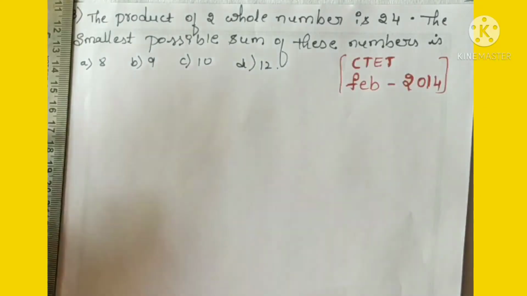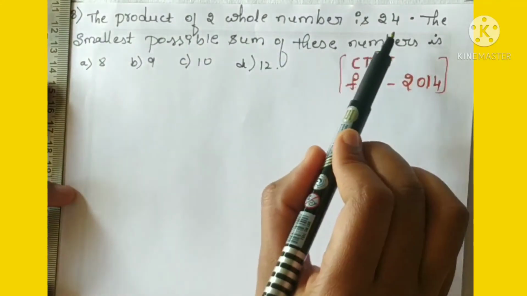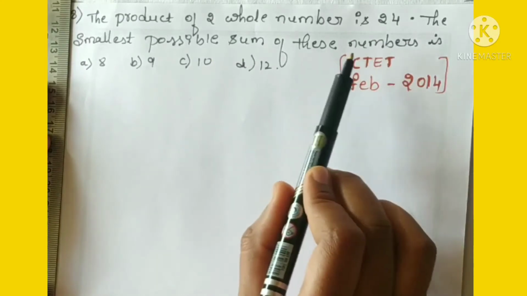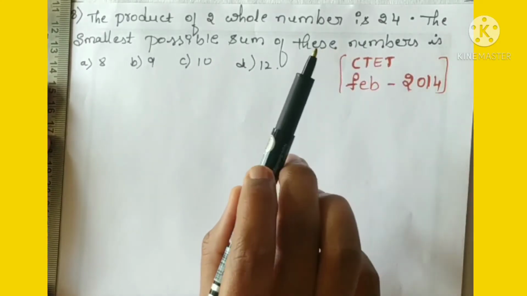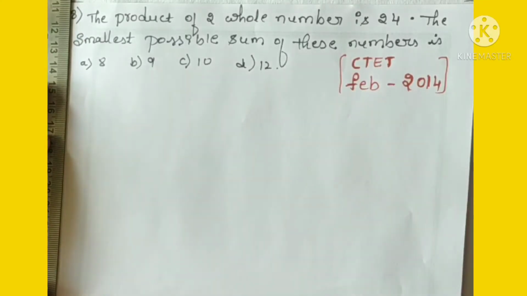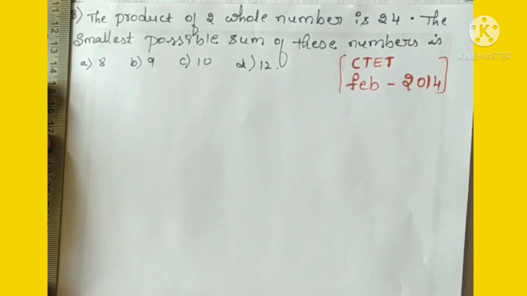Next question is question number 8. The product of two whole numbers is 24, and the smallest possible sum of these numbers is, the given options: 8, 9, 10, 12. And this question was asked in the year 2014 February CTET.